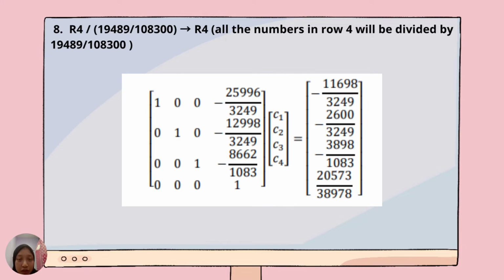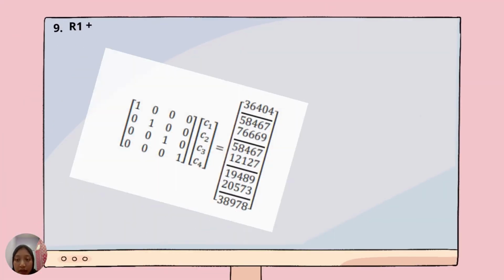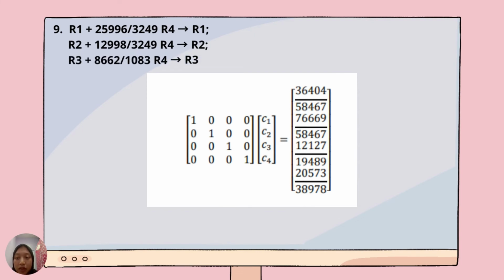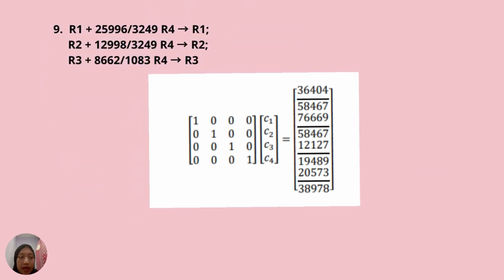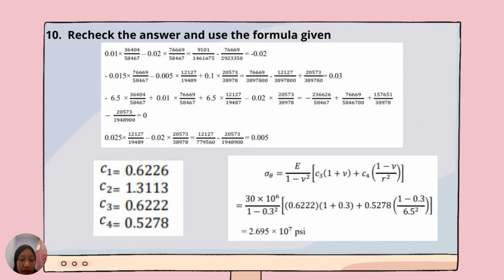19489 over 108300. Next, all the numbers in row number 4 are multiplied by 25996 over 3249 and then added to row number 1. And then all the numbers in row number 4 are multiplied by 12998 over 3249 and then added to row number 2. And then all the numbers in row number 4 are multiplied by 8662 divided by 1083 and then added to row number 3. Lastly, we have to recheck the answer.